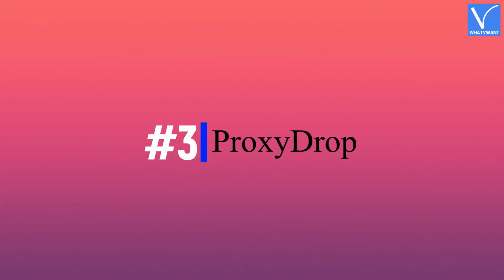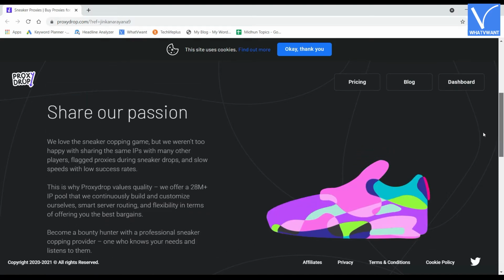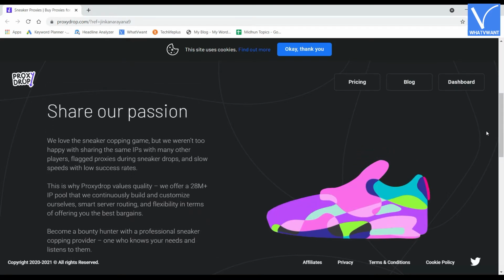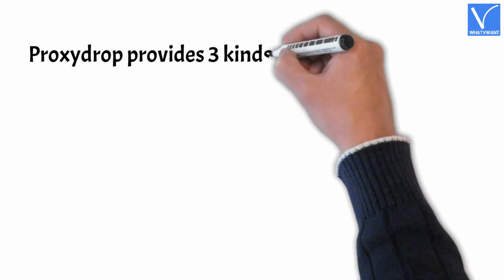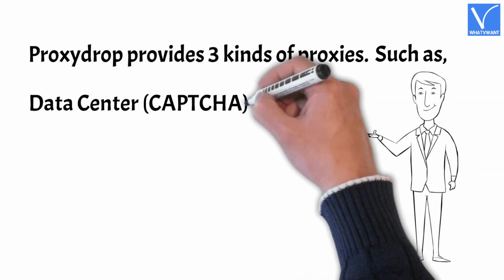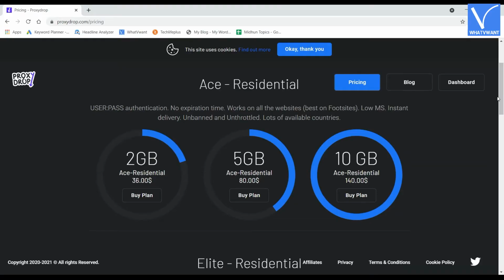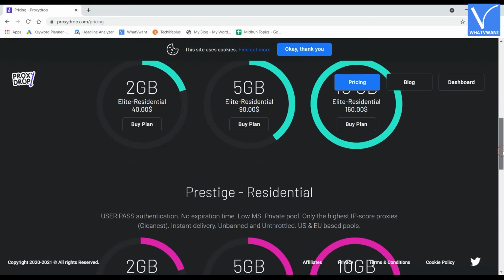Number 3, ProxyDrop. ProxyDrop is one of the finest proxy network companies, established in the year 2020. It provides residential, ISP, and CAPTCHA proxies, mainly to buy the rare shoe releases. This works based on Discord and Twitter. ProxyDrop is specially optimized for sneaker stores. This is the first sneaker proxy. ProxyDrop provides three kinds of proxies, such as data center, ISP proxies, and residential proxies. The prices of ProxyDrop are displayed on screen.